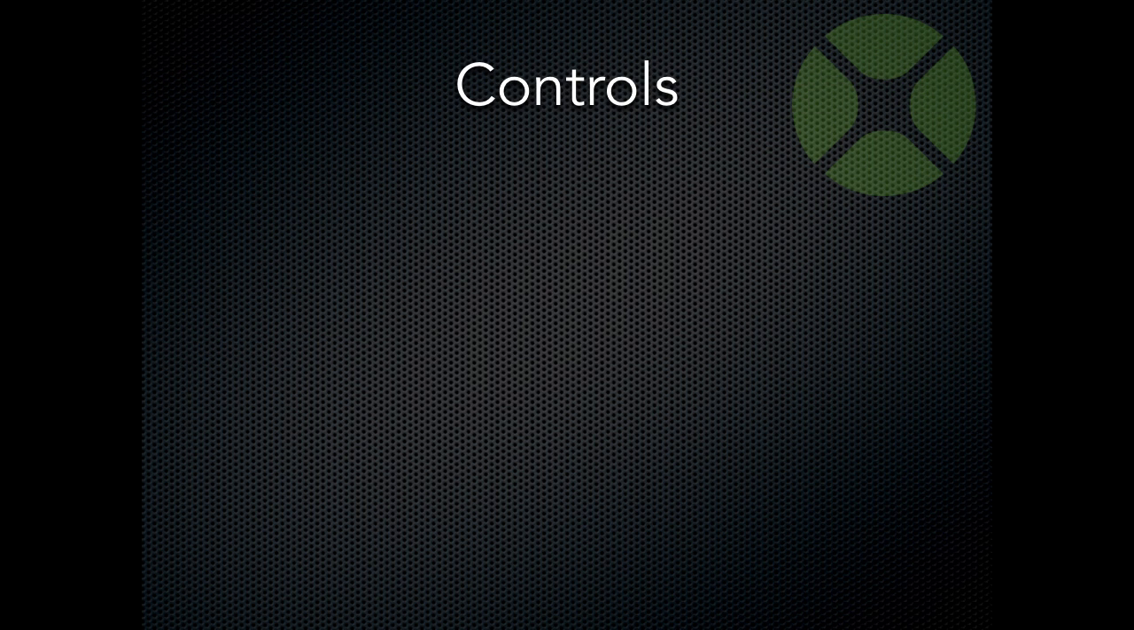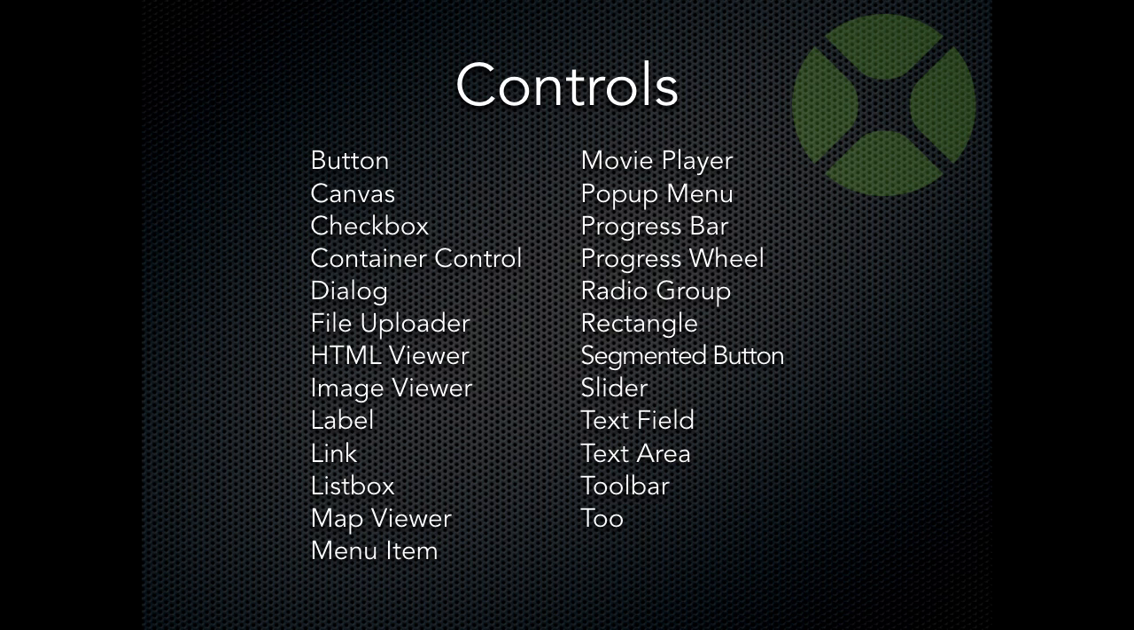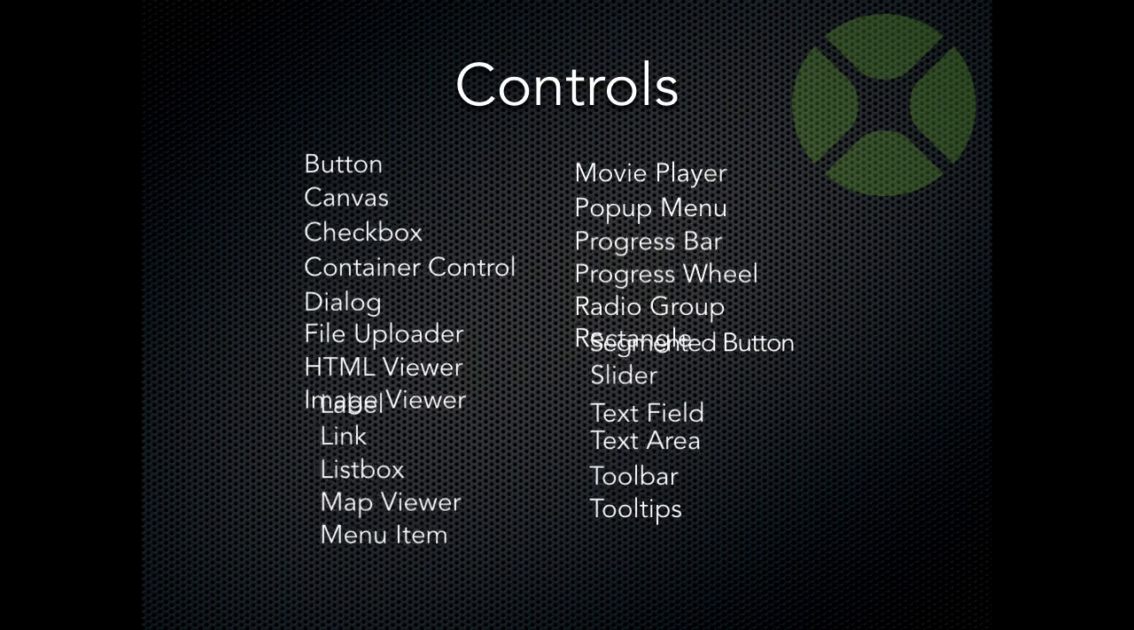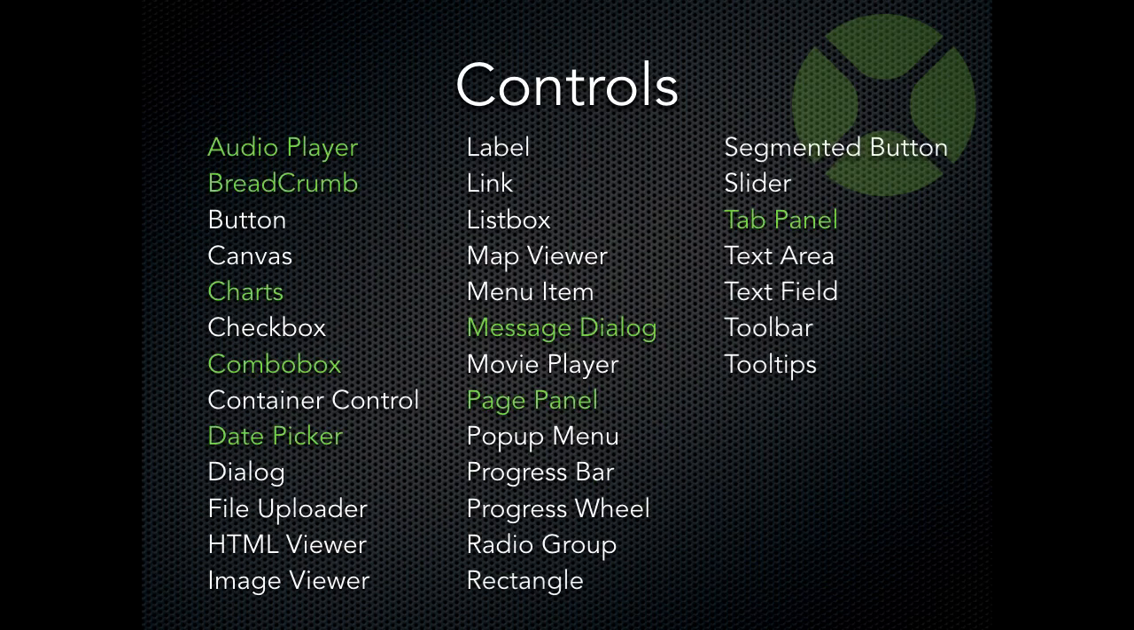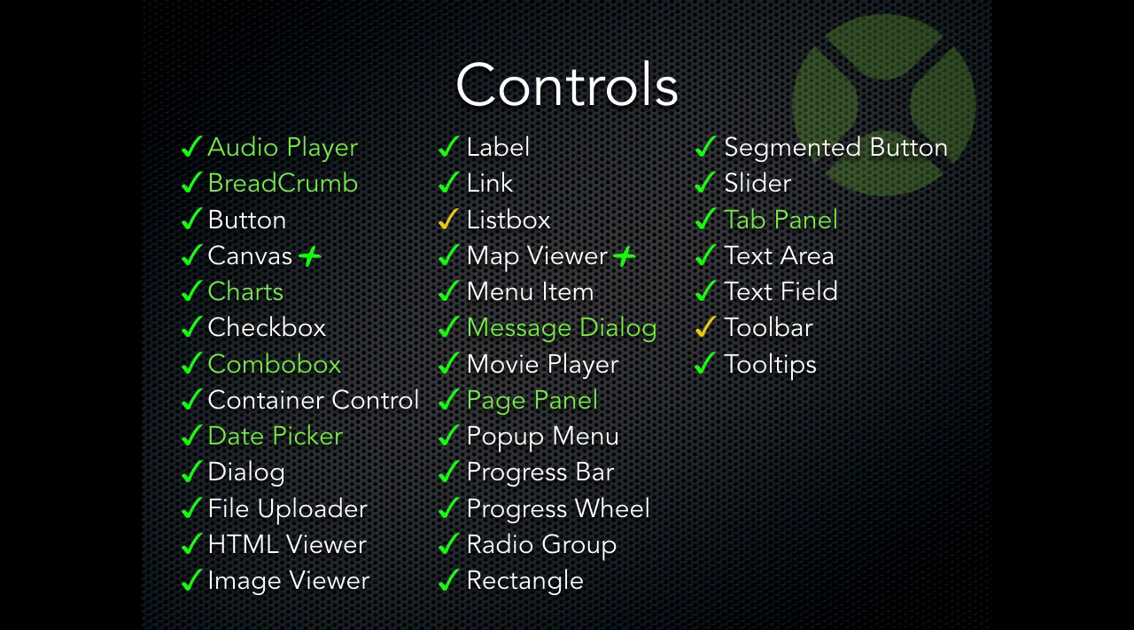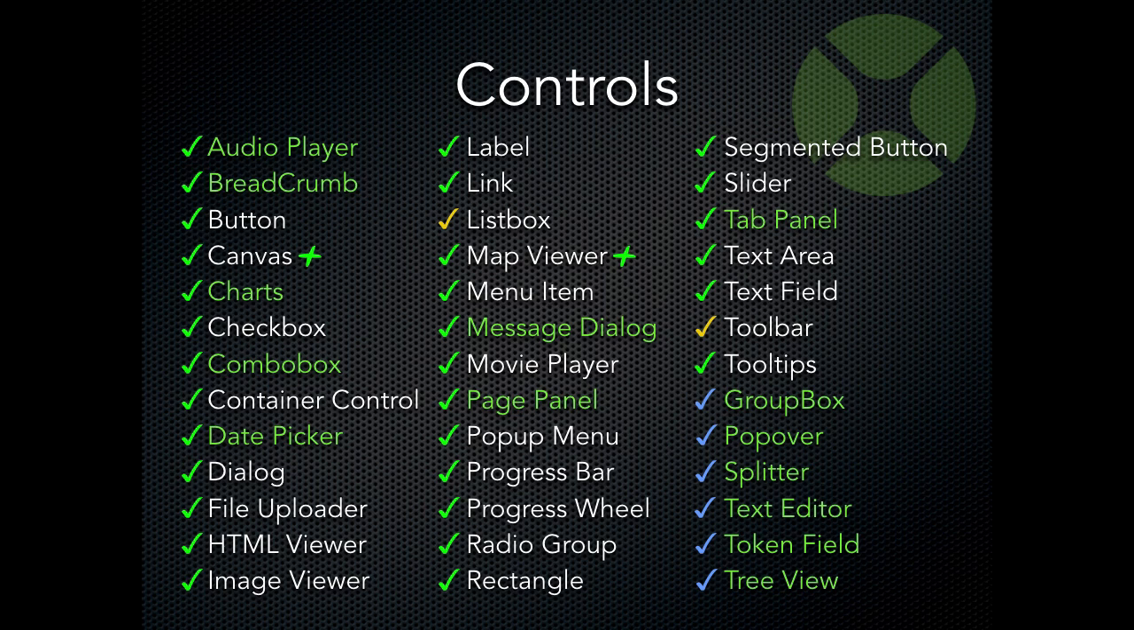Let's talk about controls. Here's a list of the visual controls that we have in Web Framework 1.0. And this is the list of controls in the first release of Web 2. So far, these are the controls that are working. Canvas and Map Viewer will get updated functionality later this year. Toolbar and List Box are still in progress for release with Web 2.0. And these 6 remaining controls have been deferred until a later release.